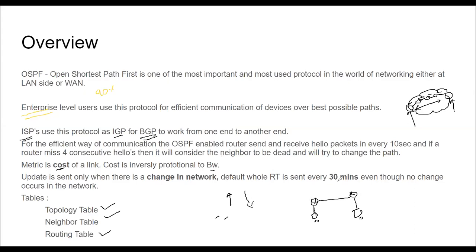By default, the refresh timer is 30 minutes here. So every 30 minutes, your entire topology will be refreshed when there is no change in the network. When there is a change in the network, the refresh packet goes immediately. If there is no change, every 30 minutes there will be a refresh packet flowing.